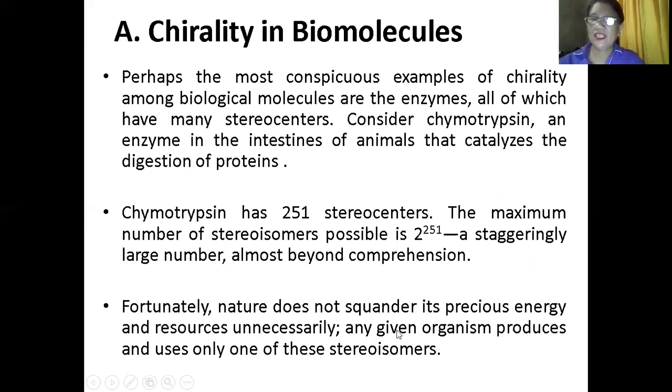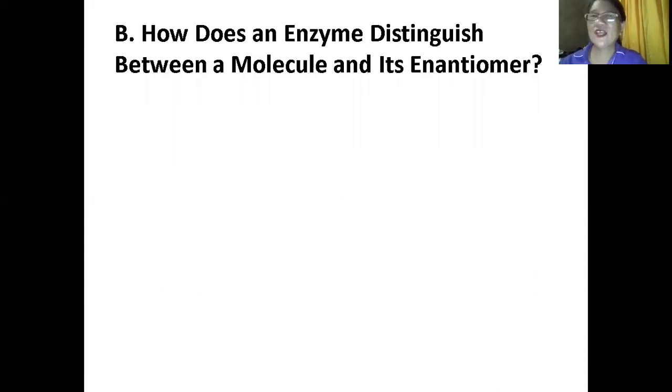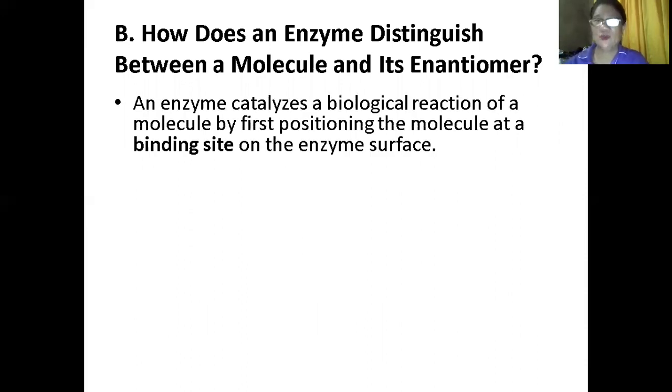Fortunately, nature does not squander its precious energy and resources. What is necessary is that though they have the same structural formula, they will differ in configuration. At the same time, they will also differ in their function and their uses. Okay. So how does an enzyme distinguish between enantiomers?